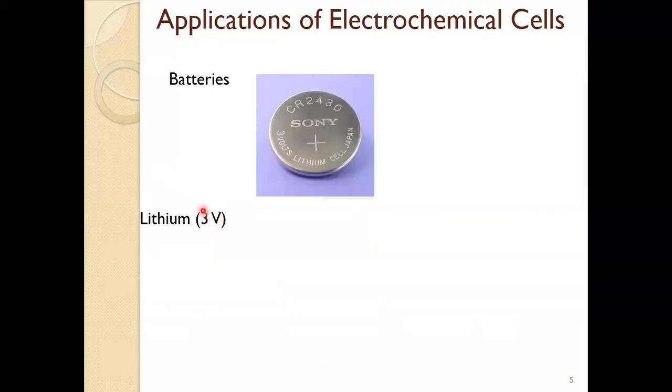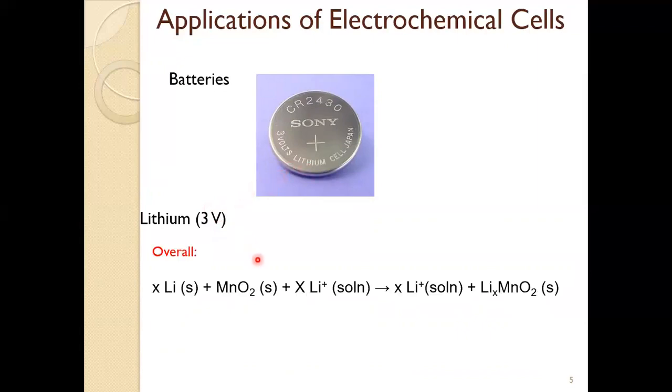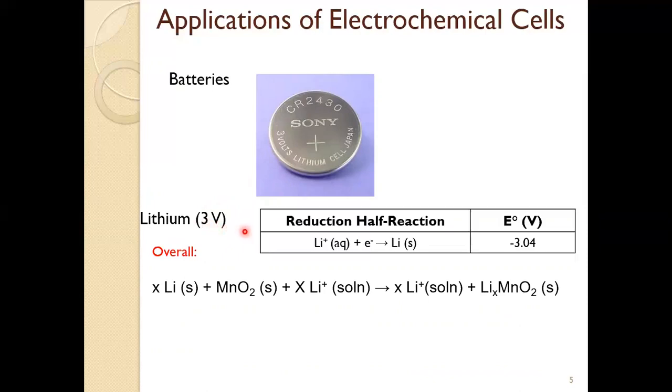We also have lithium batteries. These are very small lithium cell batteries, giving us a very high potential of 3 volts. And what's nice about these lithium batteries is that not only does lithium have a high negative reduction potential, which means it's fairly easy to oxidize, it's also true that lithium is one of the lighter elements. So as a result, we get a lightweight battery, which also has fairly high voltage.